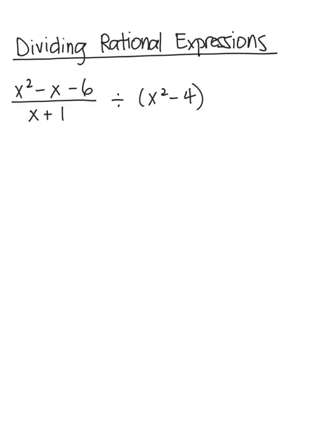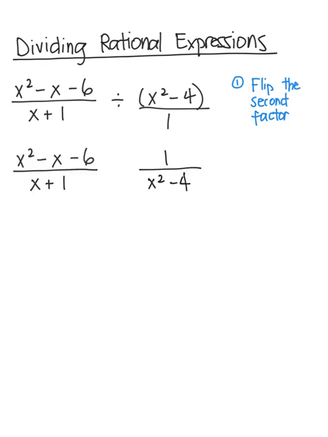Okay, now I'm going to divide rational expressions. So same thing, dividing rational expressions is just like dividing fractions. When we divide fractions, we flip the second factor, right? So that is really over 1. So I'm going to flip it and rewrite my problem. Once I flip the second factor, I have to change it to multiplication. So that's just like what we do with dividing fractions, right?